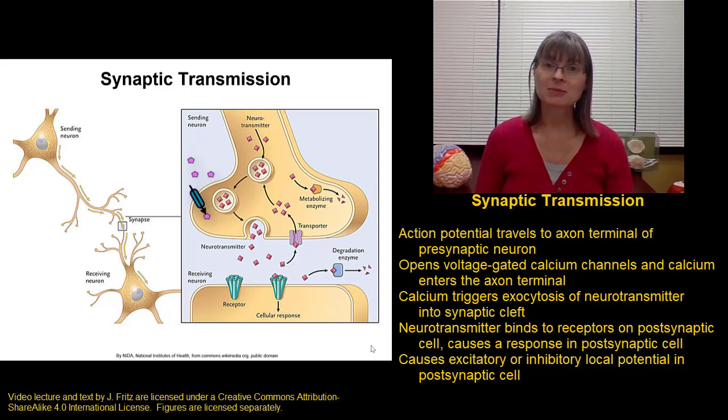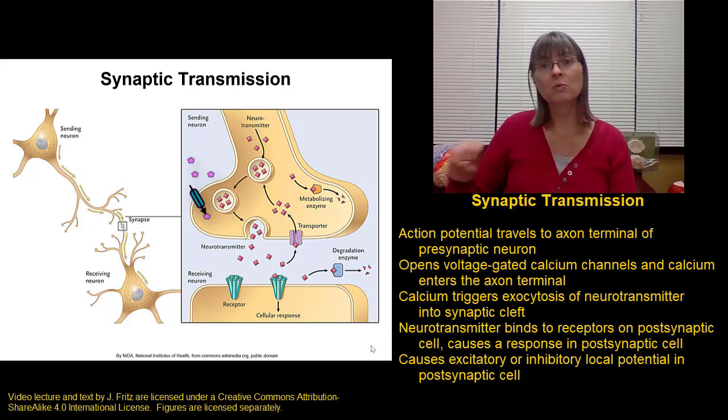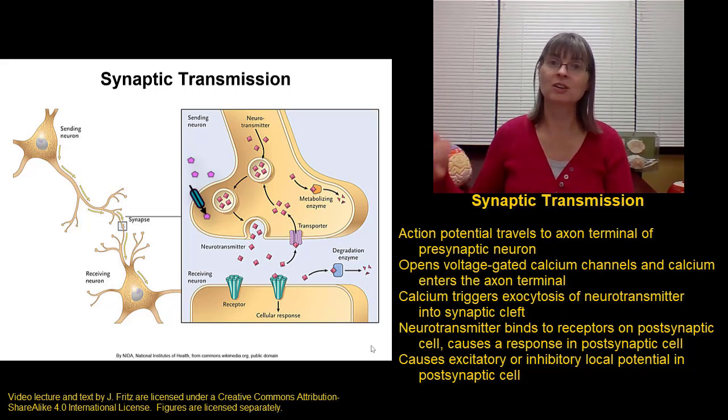The postsynaptic cell is going to have to look at all of the various local potentials caused by all of the different things it can detect in order to see if it sums up to the threshold potential, that magic minus 55 millivolts, at the axon hillock. If it does, then the postsynaptic cell will be triggered to have an action potential and send the signal to its target cell.